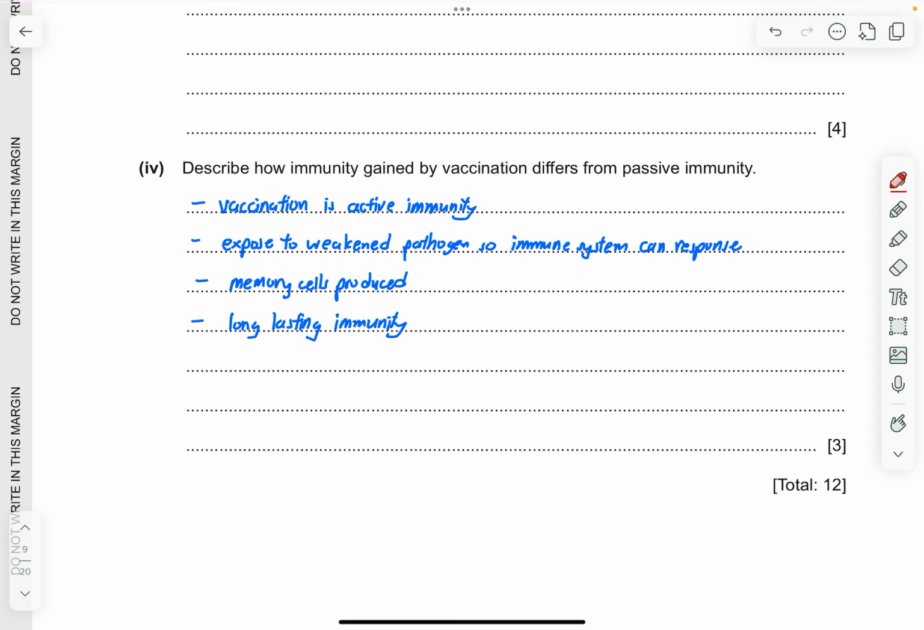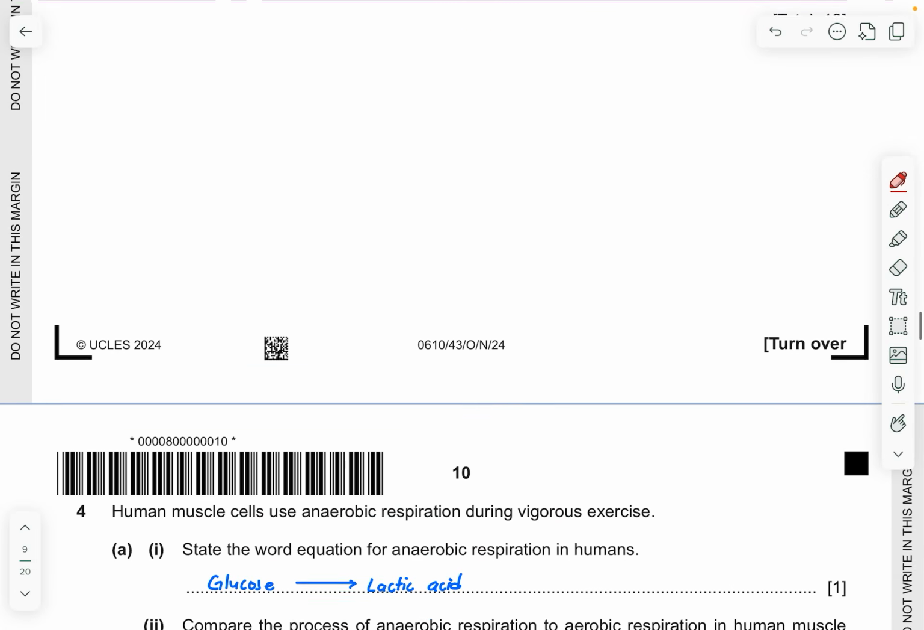Part 4, describe how immunity gained by vaccination differs from passive immunity. So first, you state that vaccination is artificial active immunity. So inside the vaccine, there are weakened pathogens and the body is exposed to them so that the immune system can actually be ready to respond. So as a result, memory cells are produced so that there will be long-lasting immunity.